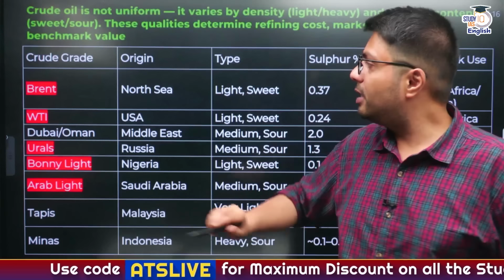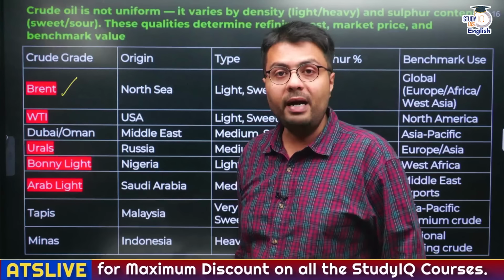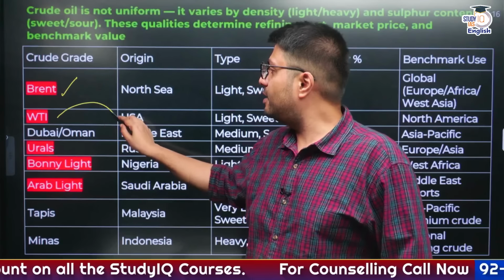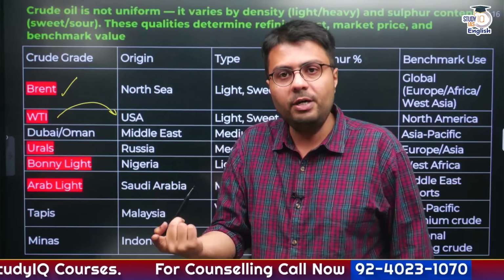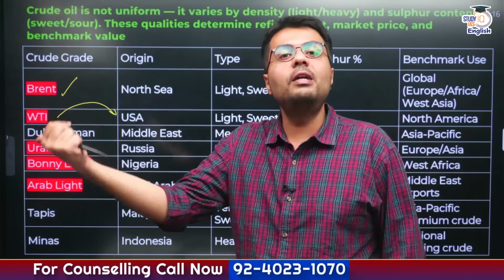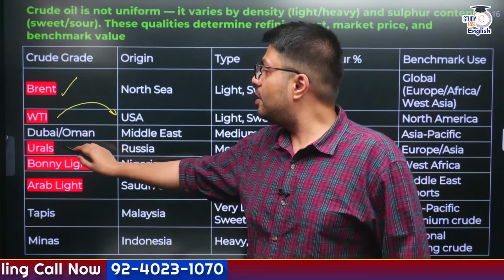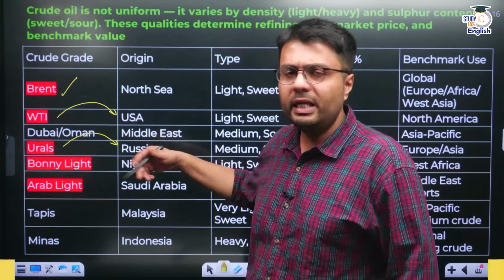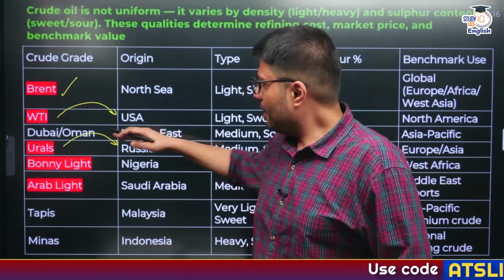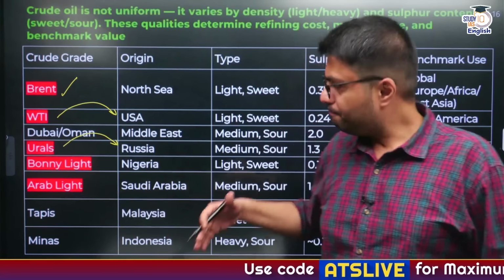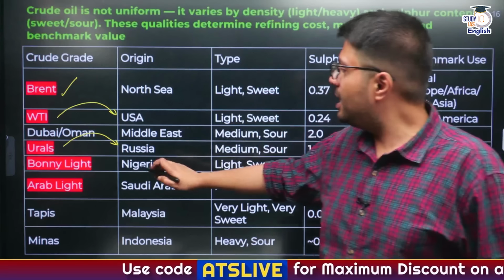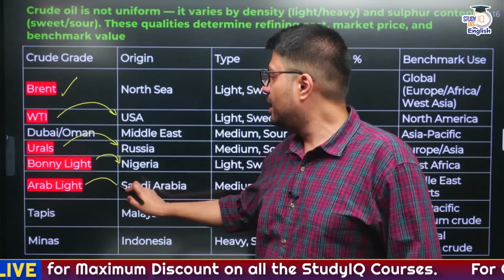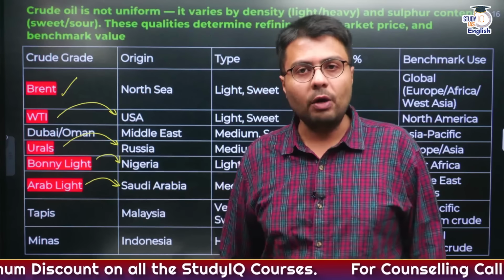So what are the important grades? It includes Brent, which is the crude oil available in the North Sea region. Similarly, West Texas Intermediate, this is a crude oil that is available in the US. Similarly, Urals, which is a crude oil available in Russia. There is another important grade which is available in Iraq, right? That is also important. Similarly, Bonny Light is a grade of crude oil available in Nigeria, and Arab Light is the crude oil available in Saudi Arabia, right?